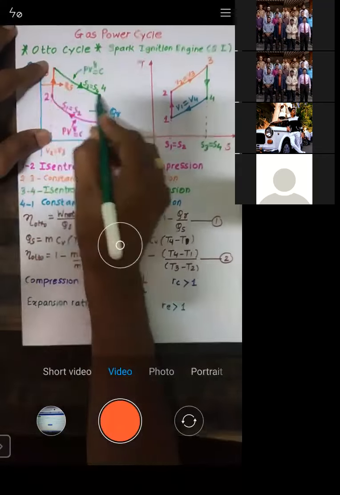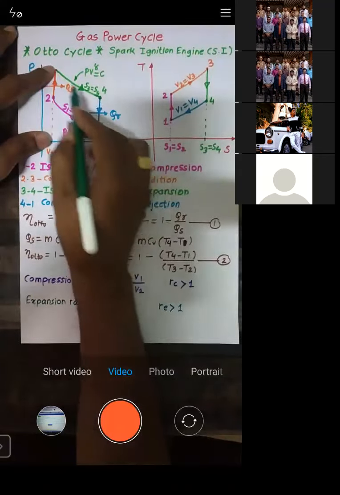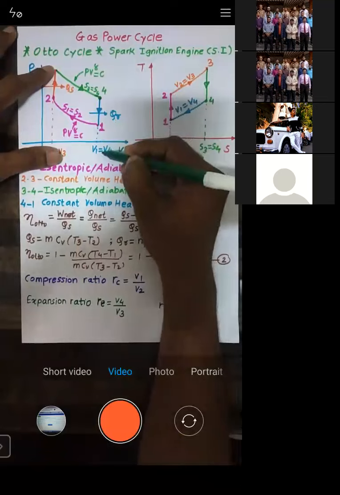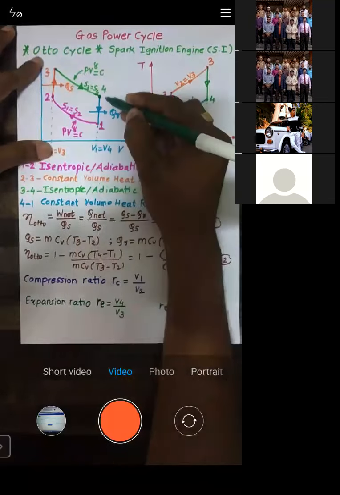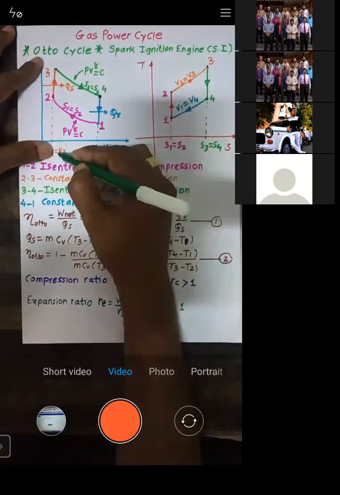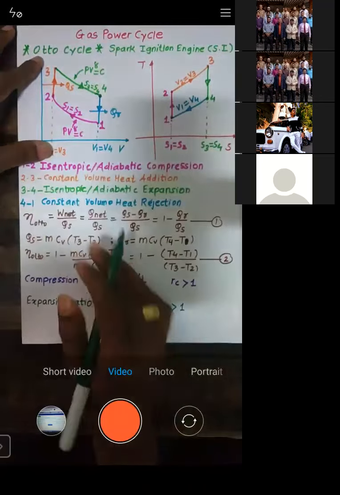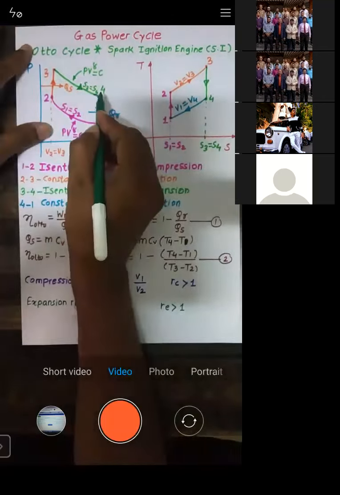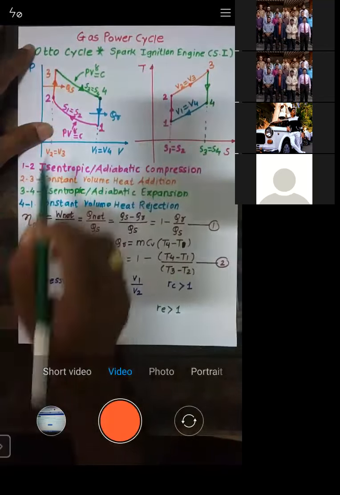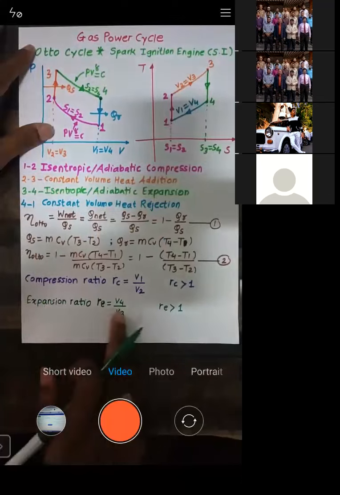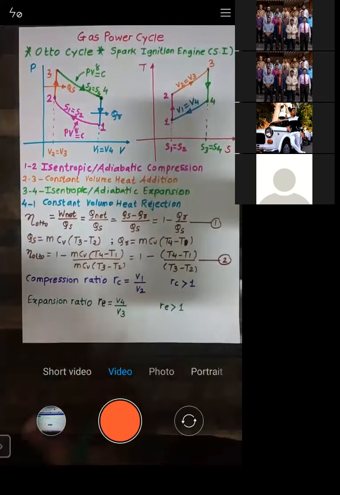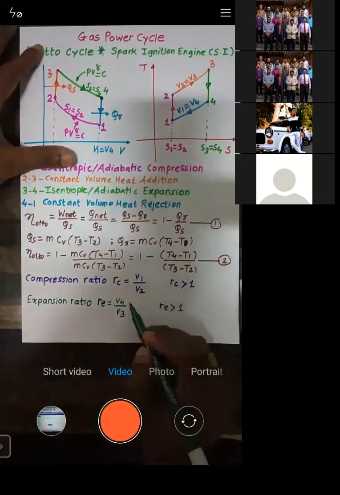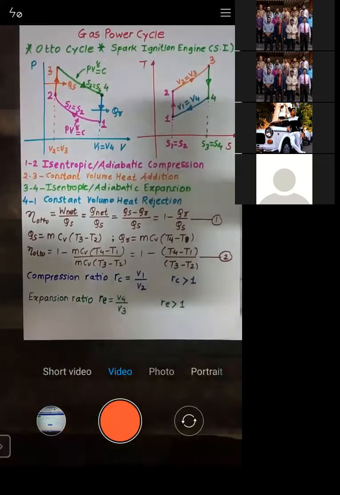Now let us go to 3 to 4. 3 to 4 is expansion. Here volume V4 is greater than volume V3. So we take V4 by V3, because whichever is greater, we take in the numerator. V4 by V3 is for expansion, that's why it's called expansion ratio. The compression ratio goes from before to after, and the expansion ratio goes from after to before.